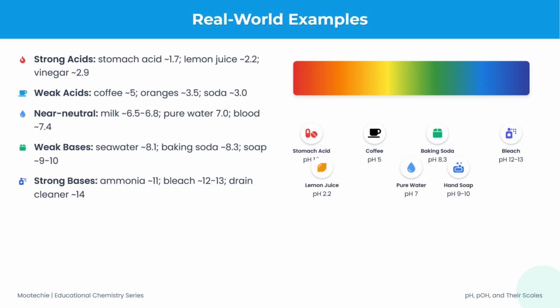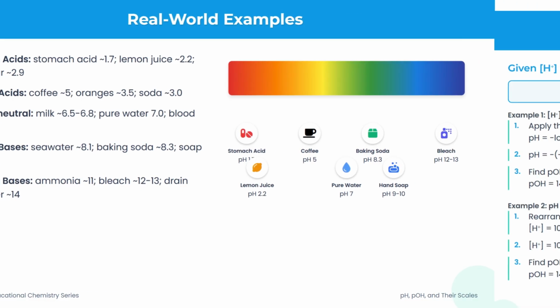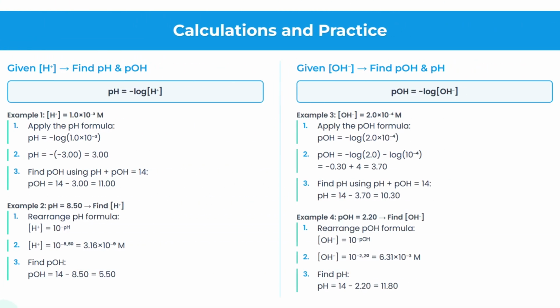So imagine a scale from very acidic to very basic. On one end, we have stomach acid and lemon juice. Then we have things like baking soda and hand soap in the middle of the basic range. And on the far end, we have powerful cleaners like bleach. Now, let's put our knowledge to the test with some calculations and practice.